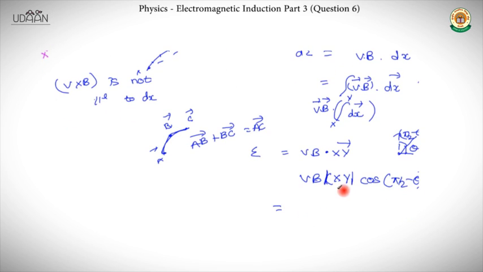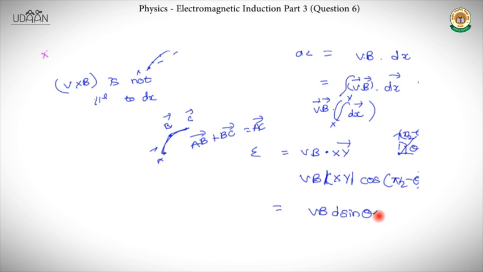Now I have mentioned that mod xy is d, because it is not the length of the wire, it is the distance between the ends that is d. Whatever might be the length of the wire, the ends are at a distance d. This would be the answer. We would finally get vbd sin theta.